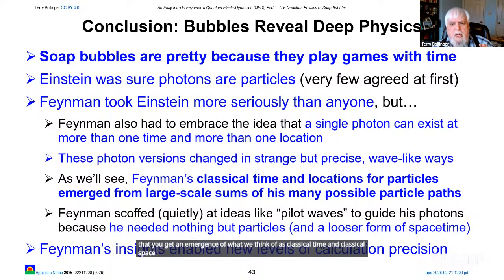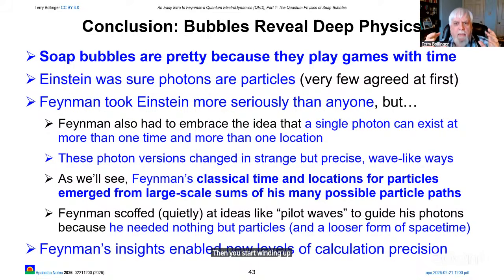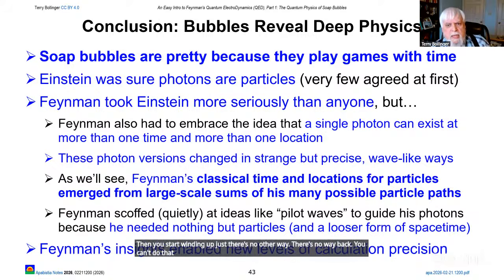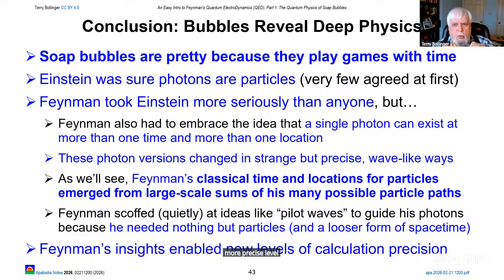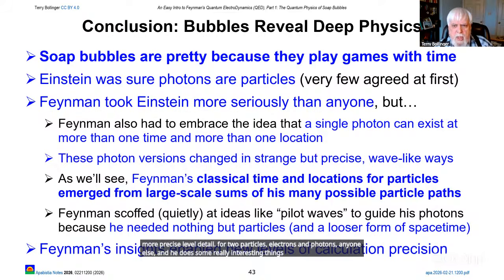When people talk about decoherence, they're talking about some related issues, that when things aren't interfering with each other enough, then you start winding up just, there's no way back. You can't do that. And Feynman talks about the same idea, but Feynman does it at a much more precise level of detail for two particles, electrons and photons, than anyone else. And he does some really interesting things with that.